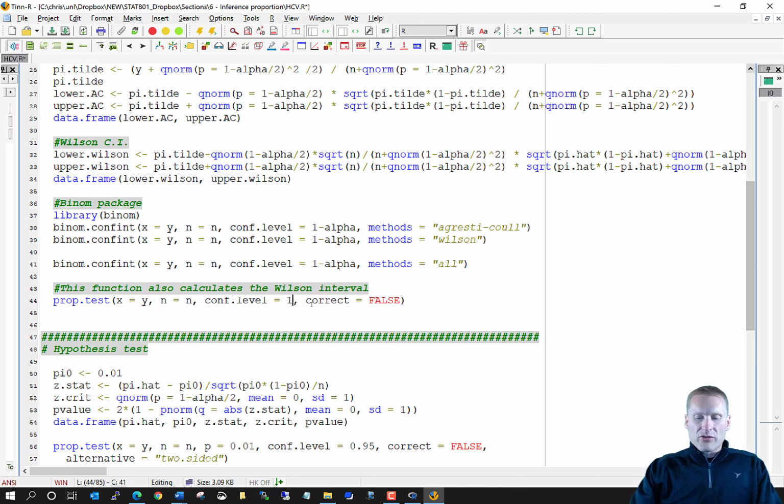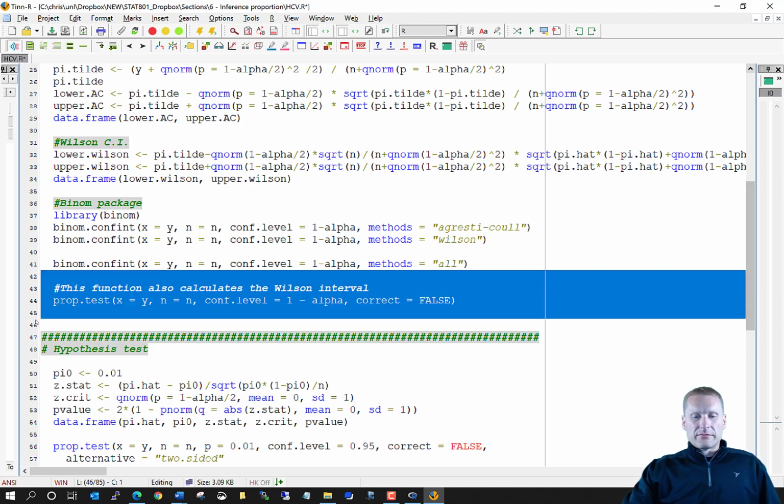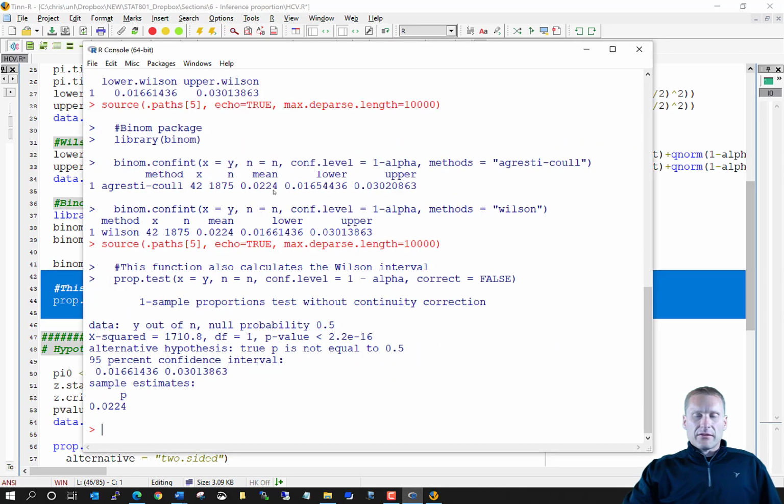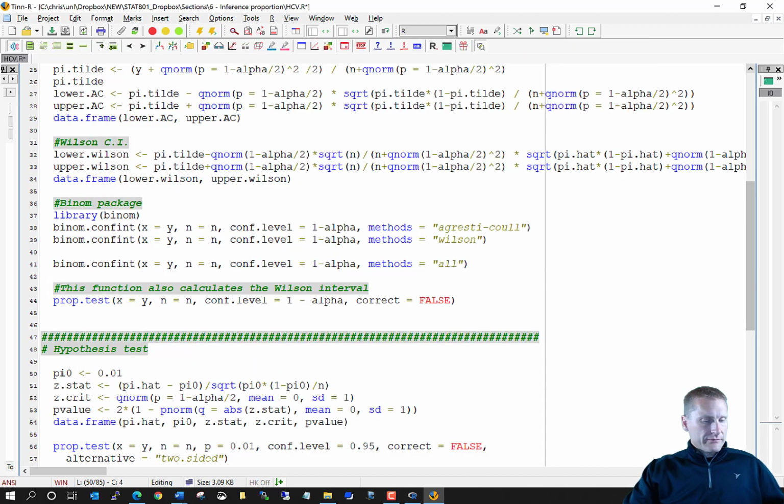Conf.level, I put 0.95 there. I guess to be more general, I could put 1 minus alpha. And then correct equal false. Unfortunately, there is a default of correct equal true here, which will make a little bit of an adjustment to some calculations, which actually we don't need. And so that's why I put correct equal false. And if we run that, we get the same as before. Here's my interval for Wilson. Okay. So bottom of page 10, we have some questions.